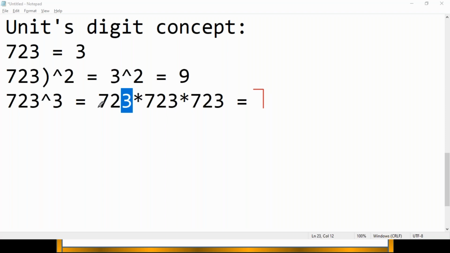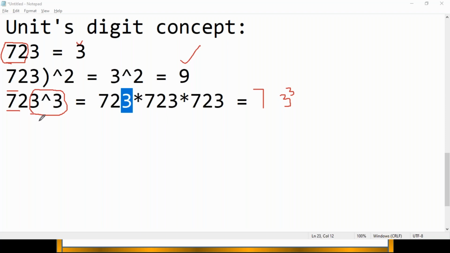So 723 whole power 3 depends on 3 power 3. The number may be 723 or 123 or 243, the last digit is 3 only. That may be 723 whole square or 243 whole square or 923 whole square or 103 whole square, the last digit is 9. 723 whole cube or 823 whole cube or 943 whole cube, the last digit depends on 3 power 3. Clear, all of you?